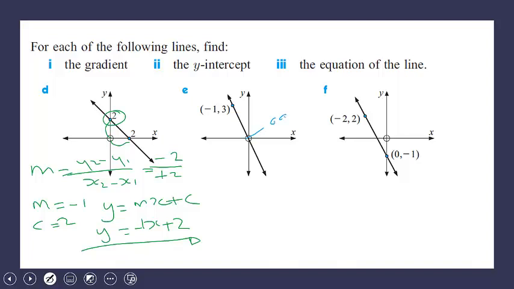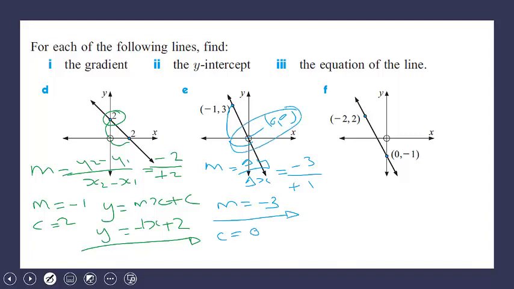Again, we're working with 0, 0 as being our origin point. So here, change in y over change in x, m equals delta y over delta x. To go from here to here, it is minus 3 down, and to go from minus 1 to 0, it is going to be plus 1. So m is equal to minus 3. C is equal to 0 because that's where it cuts the y-intercept, and y equals minus 3x plus 0.